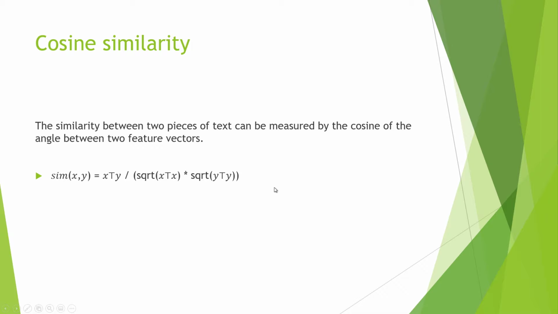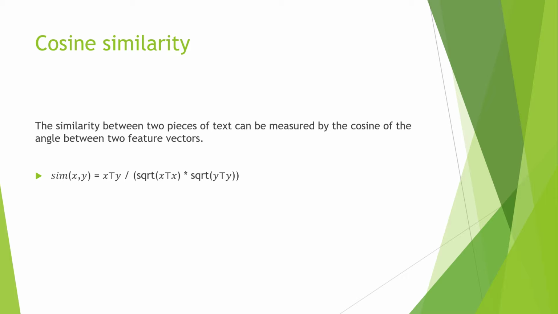And before we go to LSA, there is another key feature called cosine similarity that we thought will be important to introduce. So the idea is that the similarity between two pieces of text can be measured by the cosine of the angle between two feature vectors.